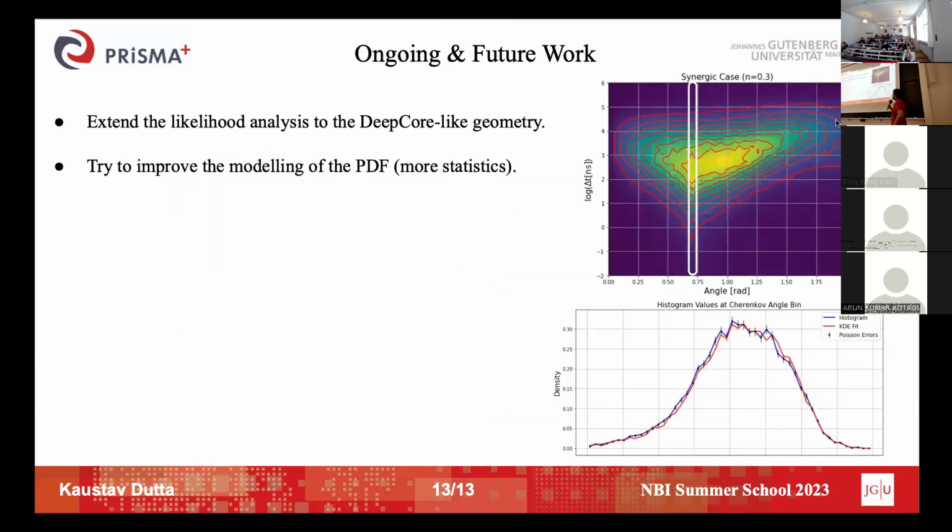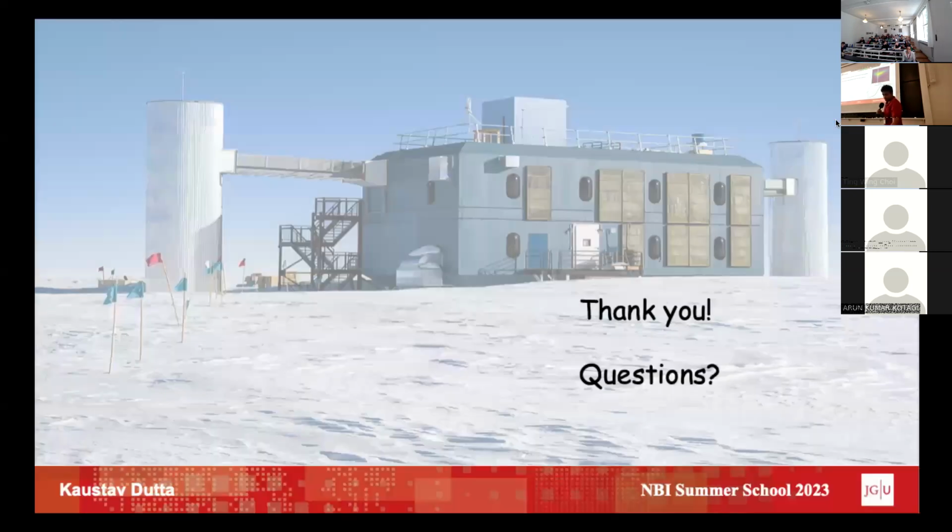Okay, and now towards the future, I plan on extending this work onto a DeepCore like geometry, because it would be interesting to see what kind of resolution improvements you get from the Upgrade as compared to a DeepCore like case. And I'm currently also trying to improve the modeling of the PDF, because what I recently observed is that if you just cut a slice in the 2D histogram, which is the Cherenkov angle area, you see that there is a bit of a disagreement between the histogram bin population and the 3D estimates. So I'm currently working on that, and hopefully that will lead to an improvement here. And yeah, that's all from my side.